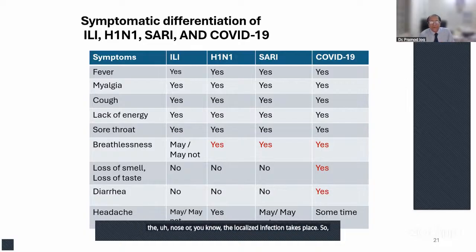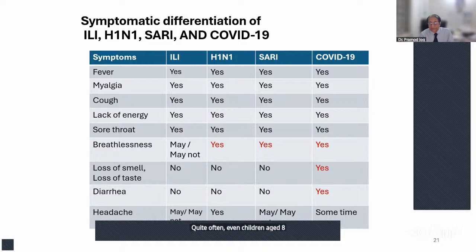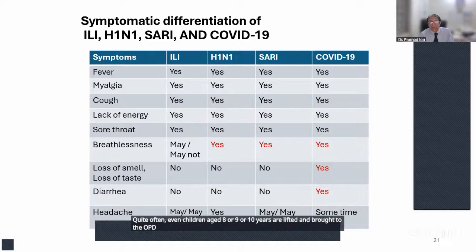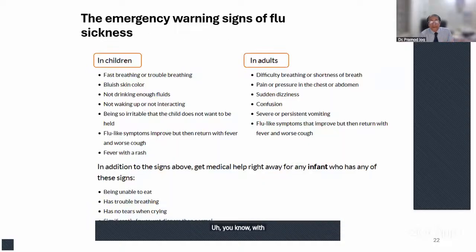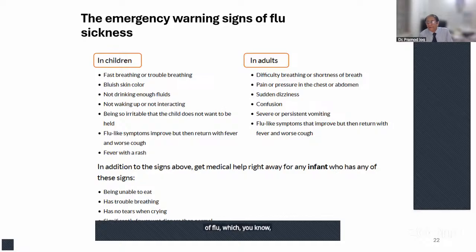So it is important that we are aware of this particular fact because we see quite often even children aged 8 or 9 or 10 years are lifted and brought to the OPD by their parents, with influenza. And Dr. Anil, maybe you could also inform our audience about the emergency warning signs of flu, which parents should be aware of. Yes, sir.